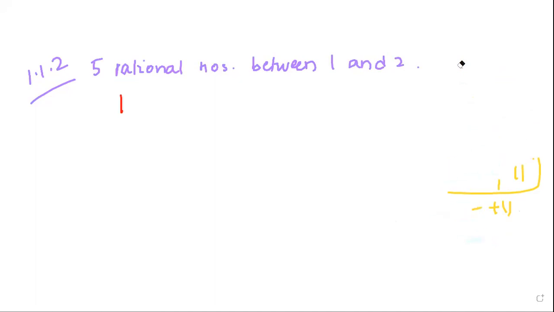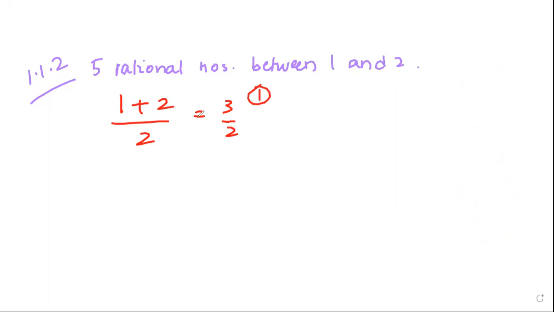Because in this method we usually use the average to get the numbers. So I'm going to take the average of 1 and 2, which means I'm going to add these two and make it 3 by 2, which is 1.5. Now I got one number.